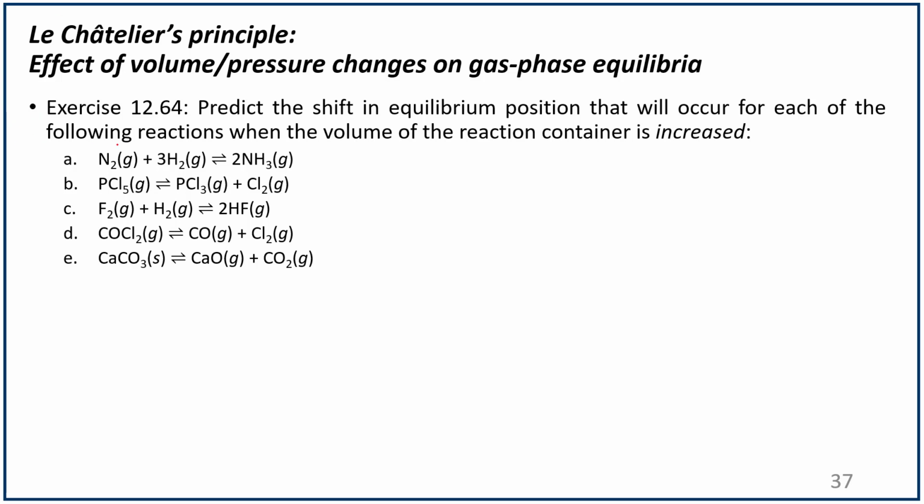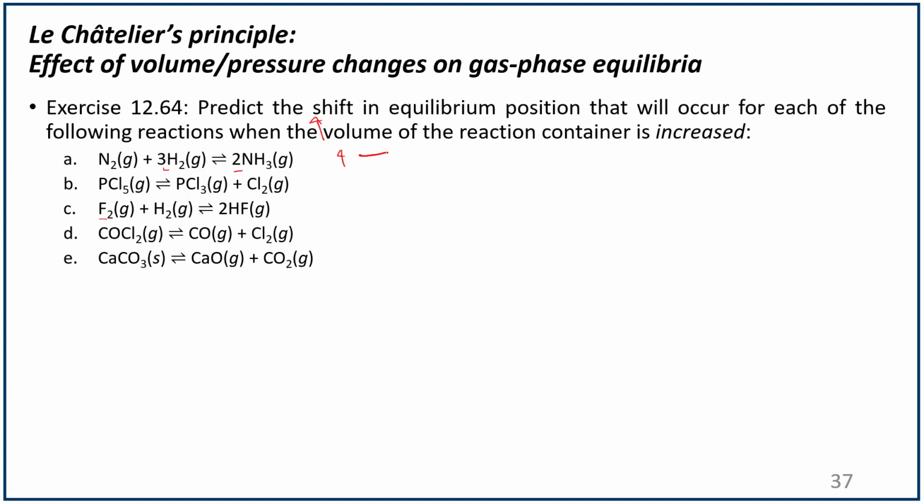I made some necessary corrections, by the way. There were a few typos in the problem, so I added this, added that, and also changed this into F2. For this one and for all cases, we are looking at increasing the volume of the container. That's the chemical stress that we're introducing into the system. For gas phase equilibria, we first look at the total number of moles on the reactant side. We have 1 mole of nitrogen and 3 moles of hydrogen, so it's a total of 4 moles on the reactant side.